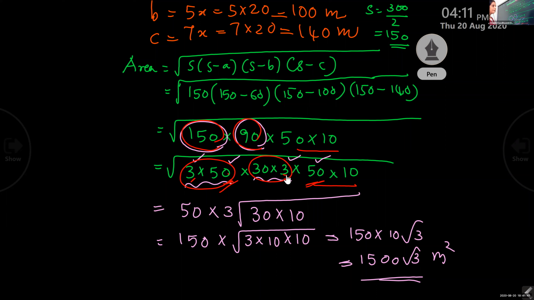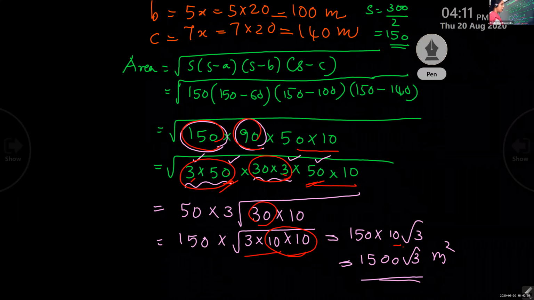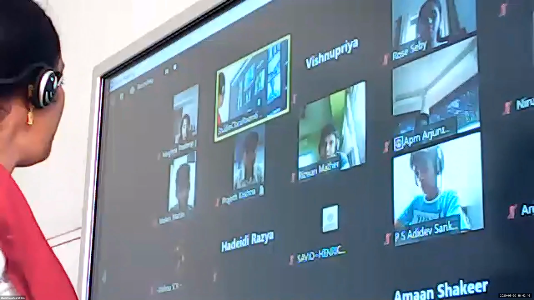Okay. Again, we can see some common factors. 30 and 10. 30 we can split and write as 3 into 10. Okay, children? So you got 2 pairs of 10. So one pair I took out. Then only 1 3 is remaining. So 1500 root 3. Did you understand that? Yes, ma'am. Savio, Hadidi, Melvin, did you understand?